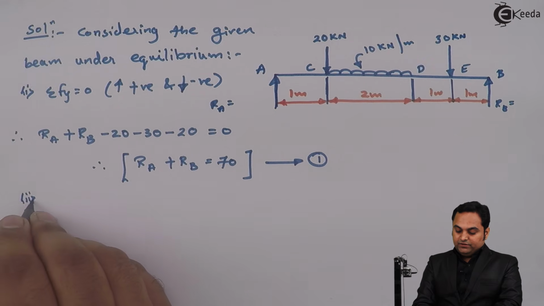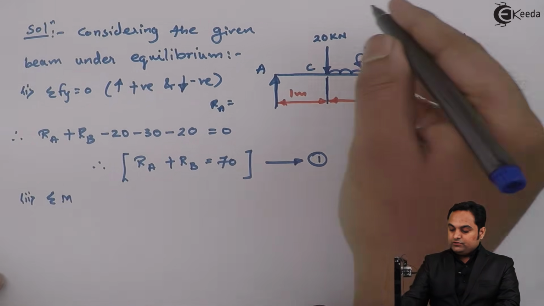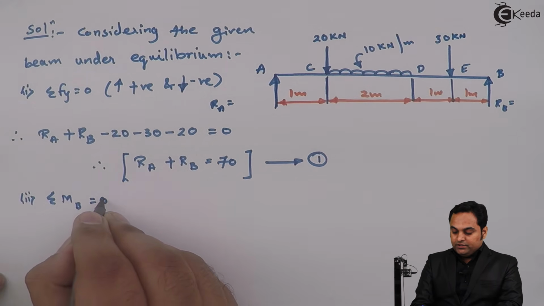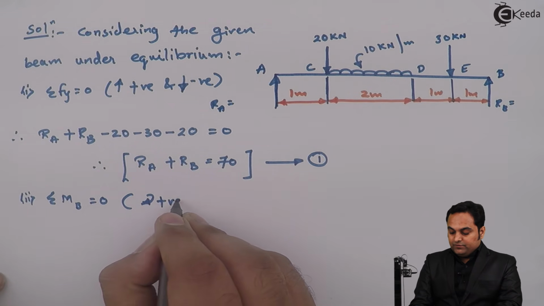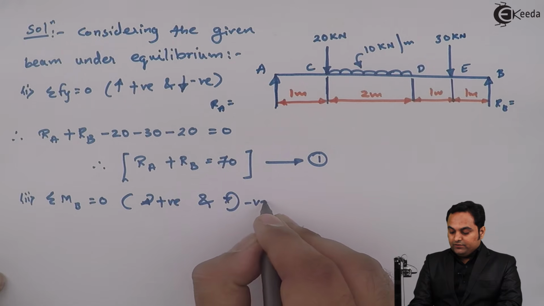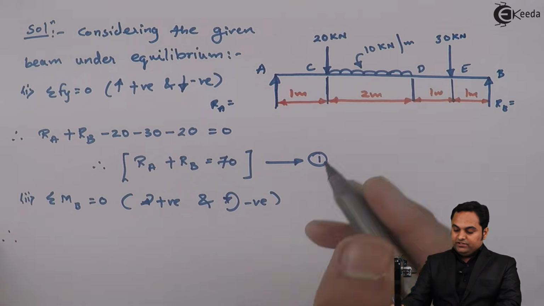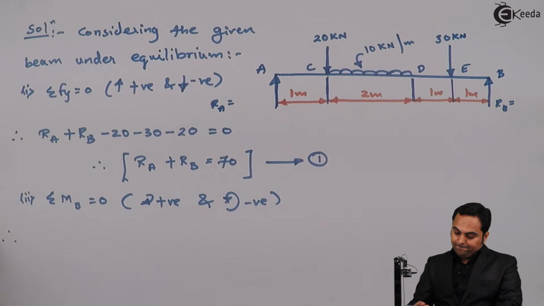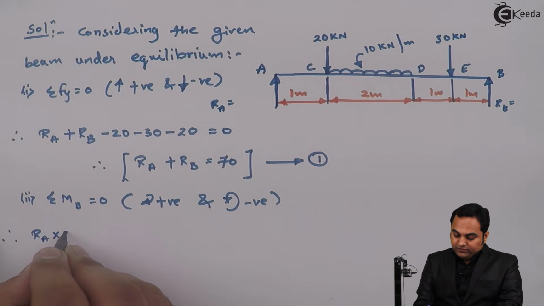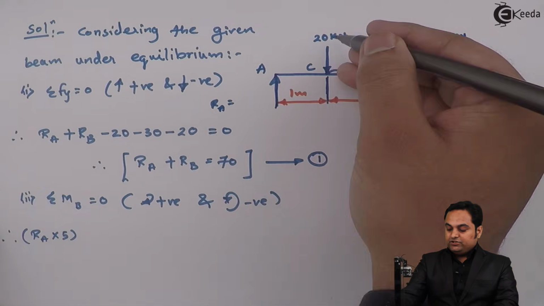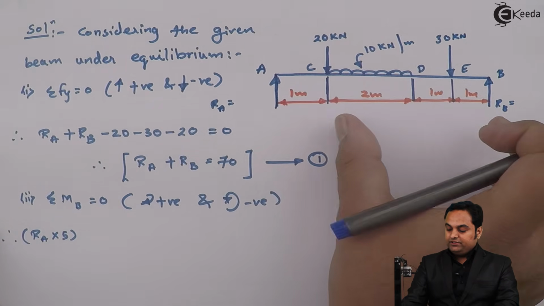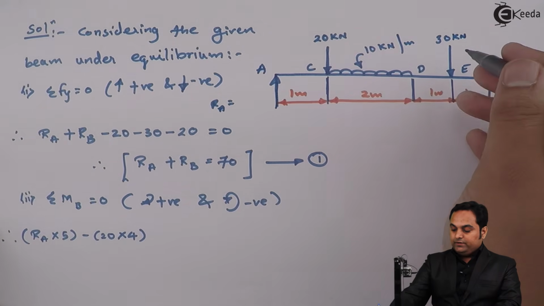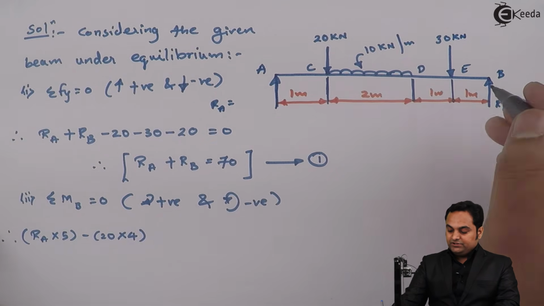Now using the second condition of equilibrium, I'll calculate the moment of all forces at point B, because I want Ra first. So summation of moments of all forces at point B is equal to 0. Here clockwise moment will be positive and anti-clockwise moment will be negative. So if we see, Ra is producing clockwise moment, so Ra into the total distance, which is 5, Ra into 5, then this 20 is producing anti-clockwise moment, so it is 20 into 4, so here I'll write down minus 20 into 4. Next, this point load, it is also producing anti-clockwise moment, so minus 30 into 1.